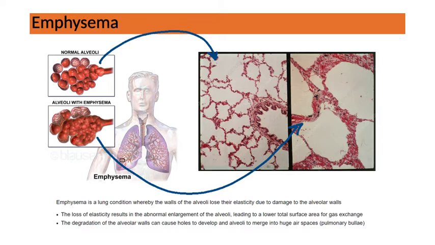In other words, we can say, as you can see from the written information at the bottom of this slide, it is called degradation of alveolar walls that cause holes to develop and alveoli merge into huge airspace. But again, it is not good news actually to have a bigger alveolar space, because the total surface area is getting smaller.